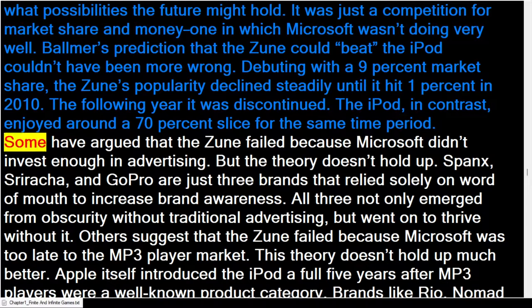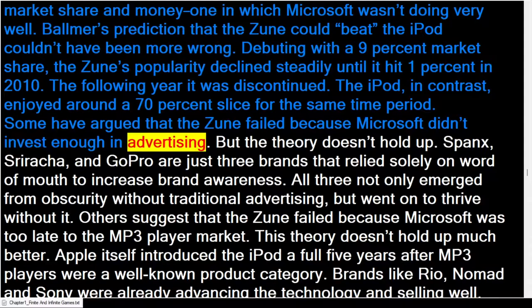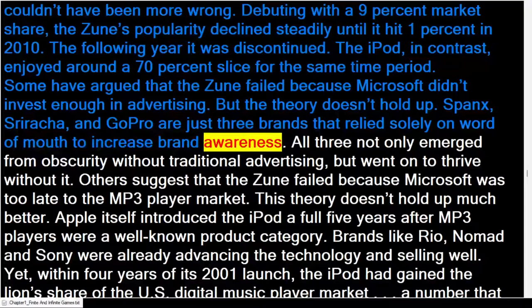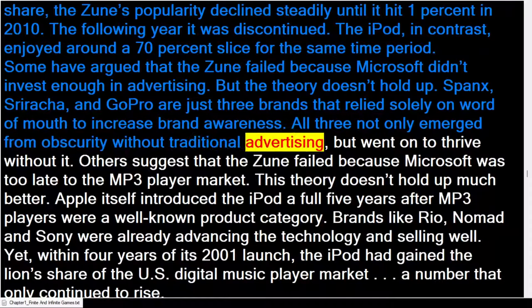Some have argued that the Zune failed because Microsoft didn't invest enough in advertising. But the theory doesn't hold up. Spanx, Sriracha, and GoPro are just three brands that relied solely on word of mouth to increase brand awareness. All three not only emerged from obscurity without traditional advertising, but went on to thrive without it.